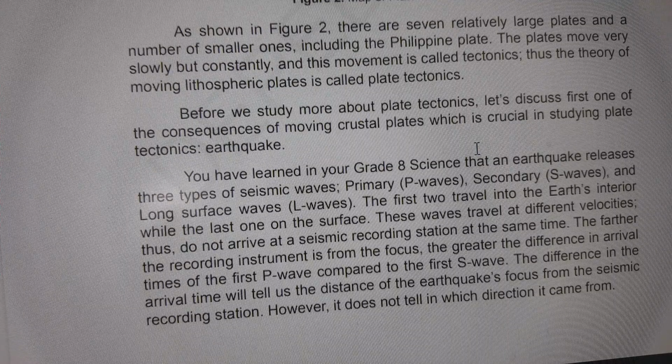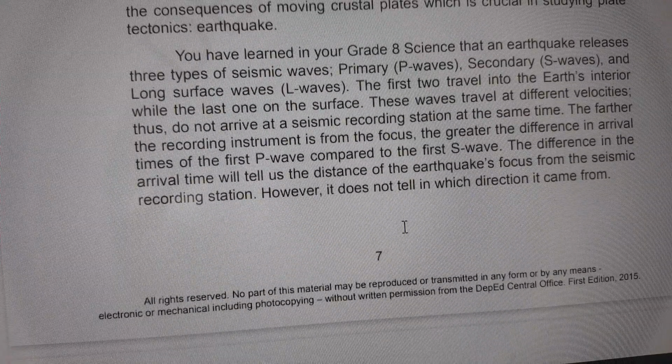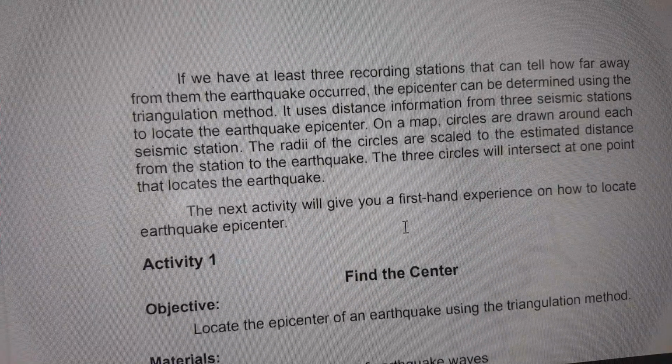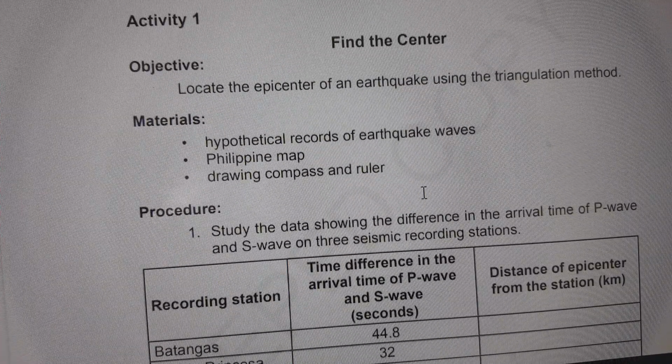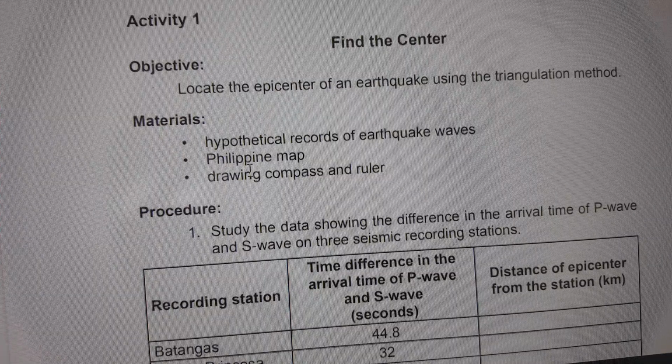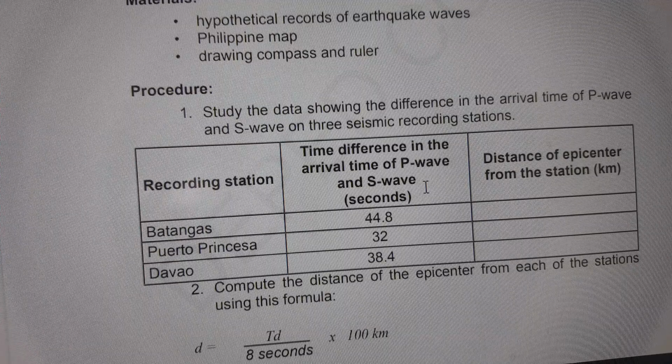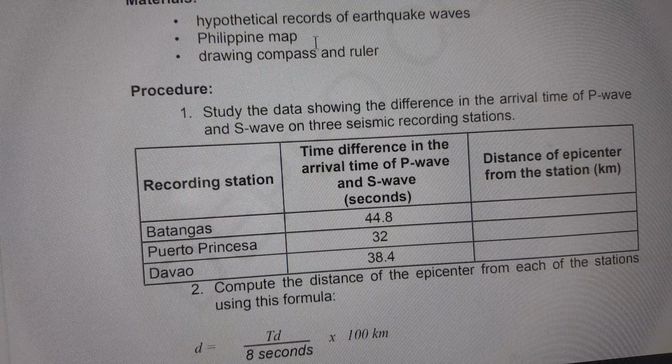You have learned in your grade 8 science that an earthquake has 3 types of seismic waves. Primary, secondary, and the long surface waves. Okay, so I would like you to answer this activity. This is the first activity that you're going to answer. But please try to secure these materials. Okay, records of the earthquake waves. Eto na, records. Eto na, 3 seismic recording stations. The Philippine map, the drawing compass, and the ruler.